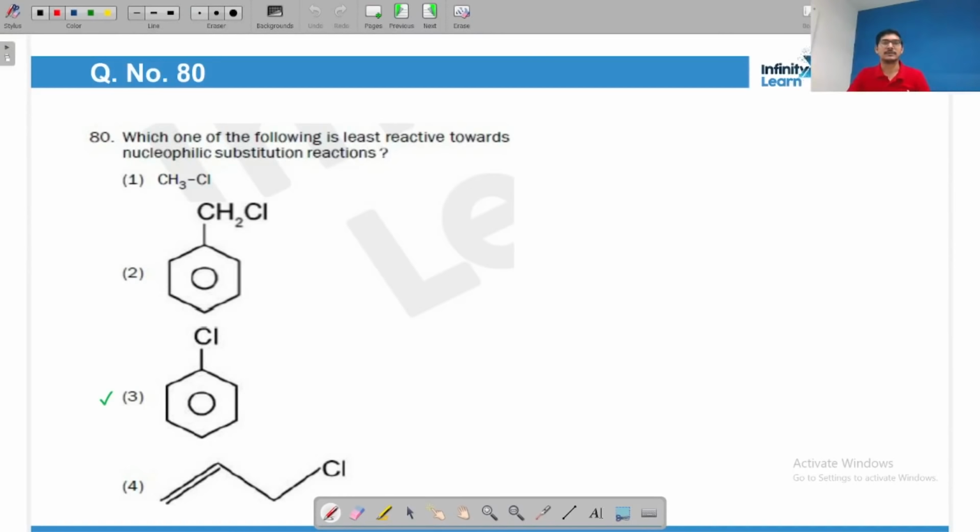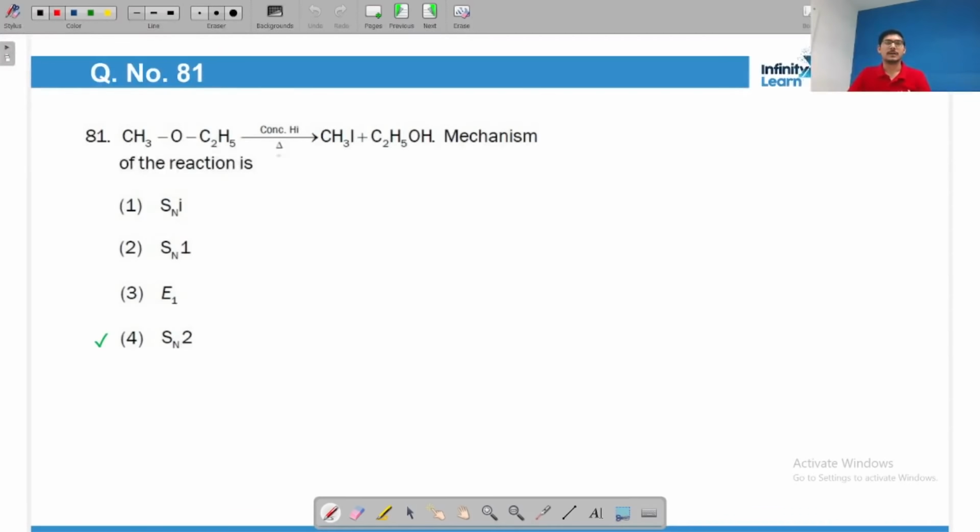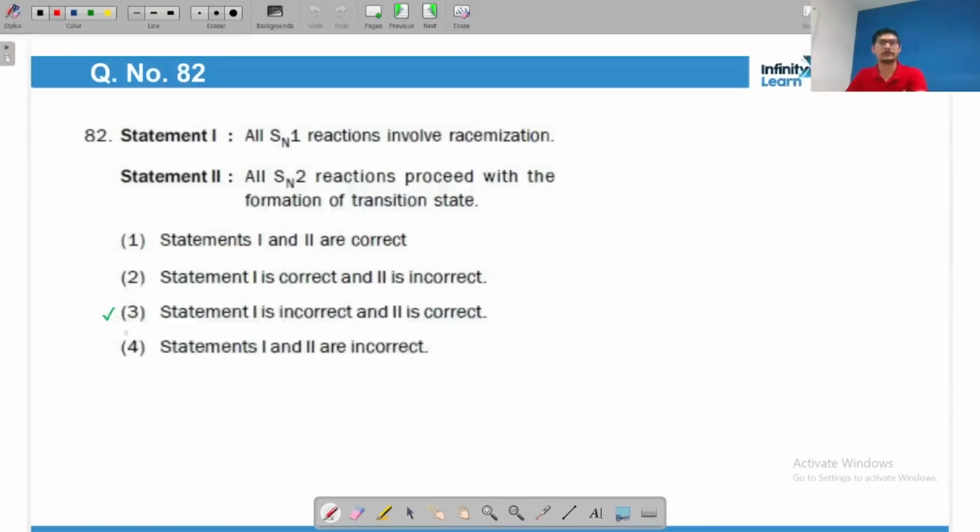Which one of the compounds is least reactive? Yes, aryl halides are least reactive because of a variety of reasons. The carbon is sp2 hybridized, there is partial double bond character, and the carbocation is unstable. So this compound is least reactive. Yes, so you can see from the product here that iodide ion actually attacks the methyl group, the lower alkyl group. So this reaction must have occurred via SN2 mechanism.